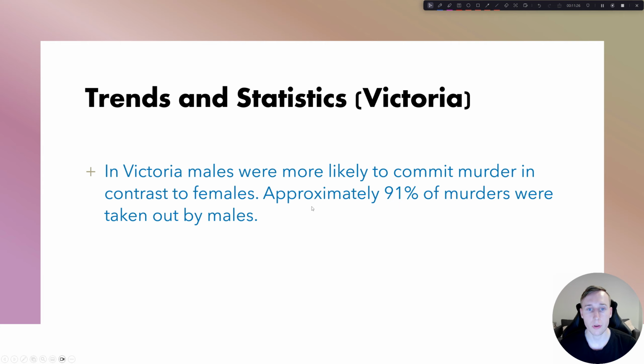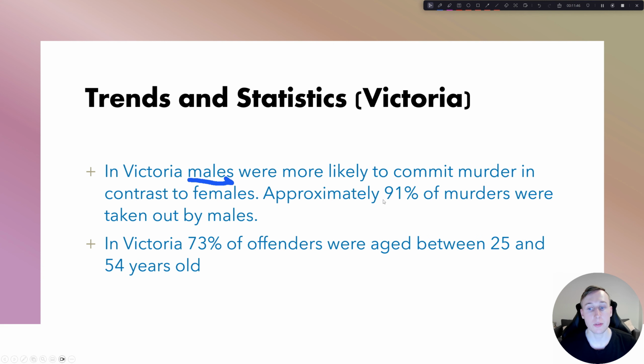An example I've got here, which is specific to Victoria, is that males were much more likely to commit murder in contrast to females. 91% of murders in Victoria were carried out by males. So a really good statistic you could use. Moving on to the next one, 73% of offenders were aged between 25 and 54 years old. So generally murder is committed by people in the middle part of their adulthood, I guess.